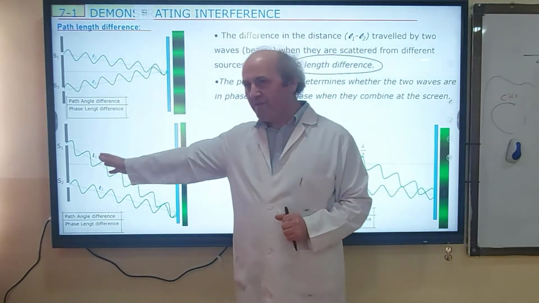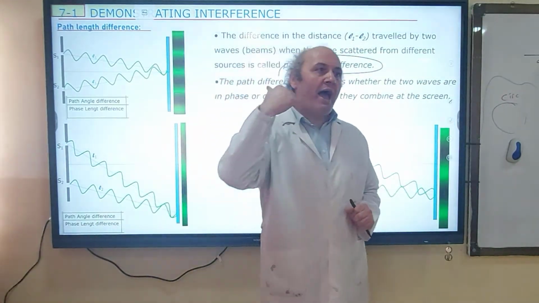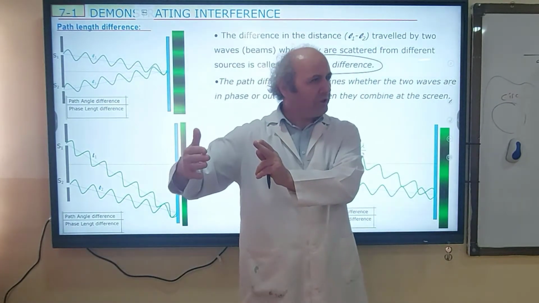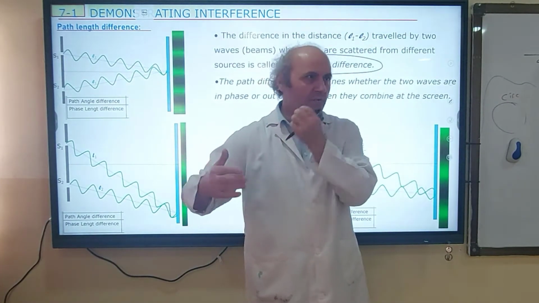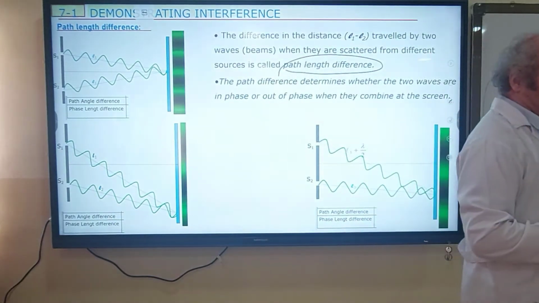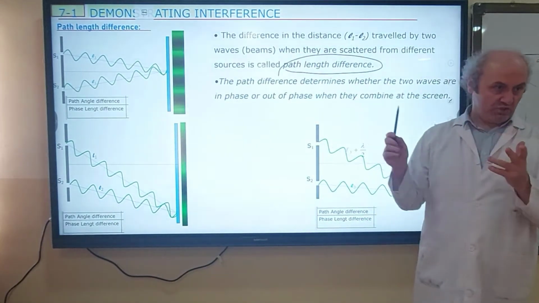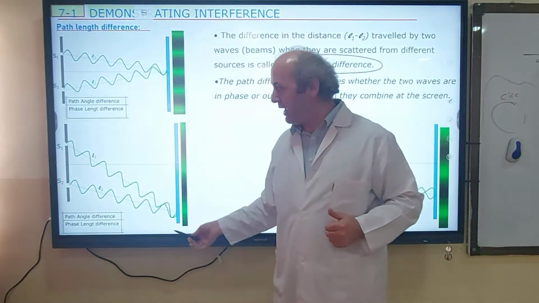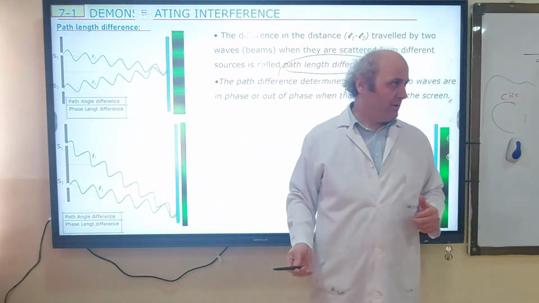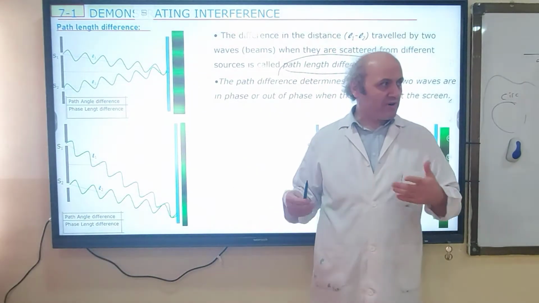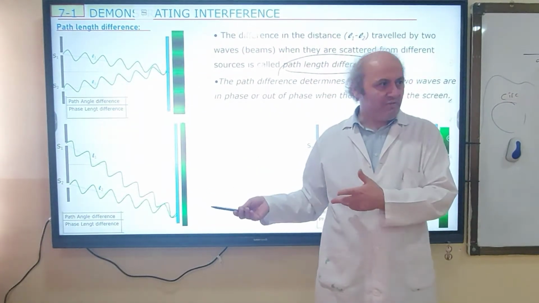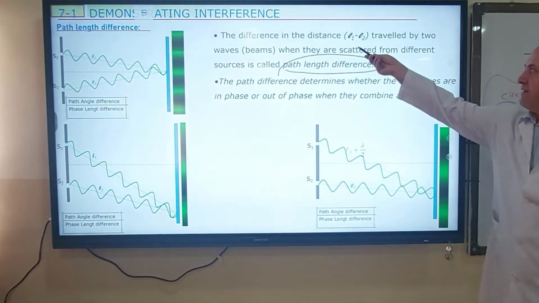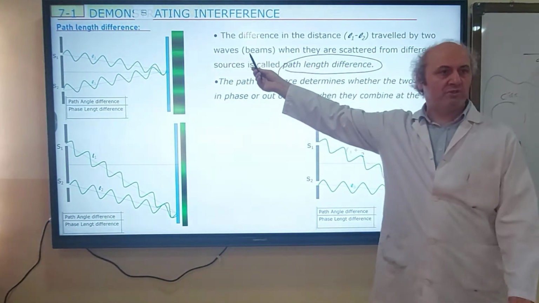One wave travels a longer distance than the other wave. How much longer is that distance? That is called path length difference. Get the difference in distances. You subtract L1 and L2, which tells you how much longer one wave travels than the other one: the difference in distances, L1 minus L2, traveled by 2 waves.